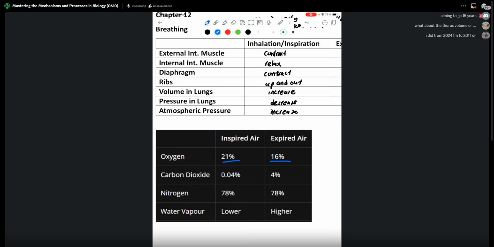The carbon dioxide is at 0.04% in inspired air, and 4% in expired air, because we are exhaling more of the carbon dioxide out. Nitrogen is always 76, 78%. Water vapor is lower in inspiration, and water vapor is higher in expiration because more of the water vapor, the gaseous state, is being released out.